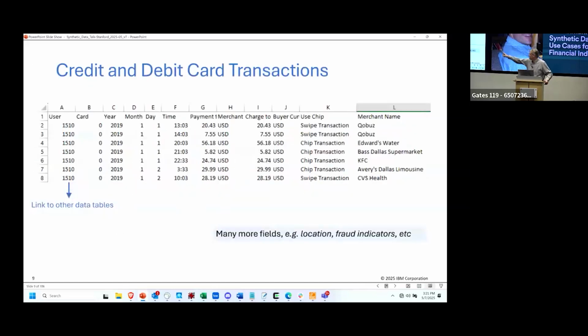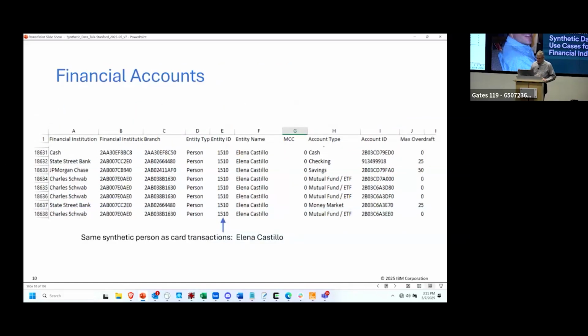Let me just point out one other thing. The leftmost column here where it says user and there's this label 1510, I talked about referential integrity back near the start. And so this is an example of how we do that. So this user is 1510. And now we look at financial accounts as opposed to credit card transactions. And we can see, again, we have user 1510 in the middle in row E there. And just to the right of that, this corresponding to 1510 is this person named Elena Castillo. And again, I want to emphasize Elena is a completely fictitious person made up out of whole cloth, not some anonymized person. So I'm not giving away any secrets about a real person here.